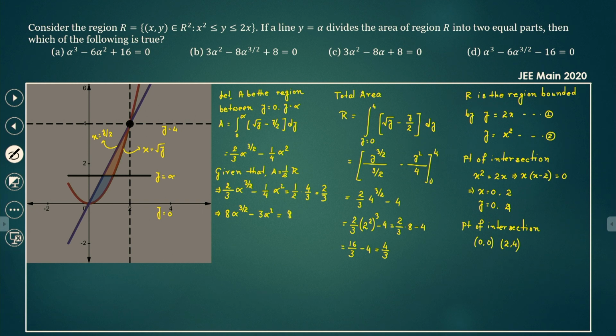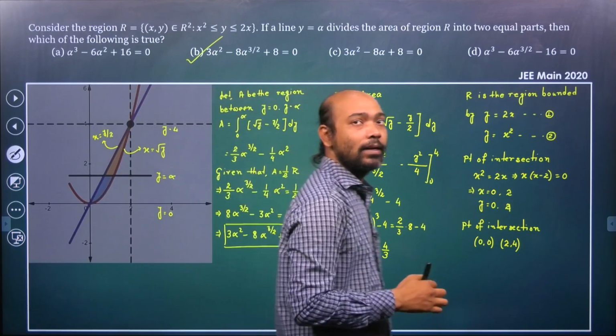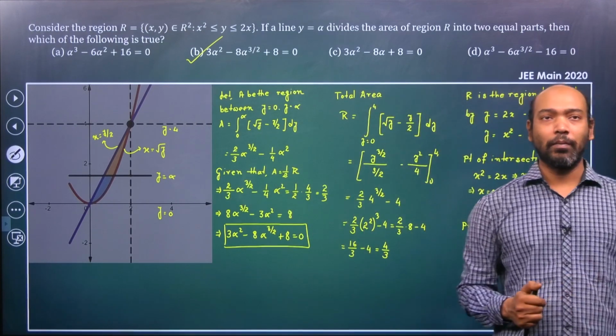So we can see that 3 alpha square minus 8 alpha to the power 3 by 2 plus 8 is equal to 0. Therefore, for this problem, we can easily obtain that option B is the right choice. And that's it. Hope you understood the problem. Thank you.